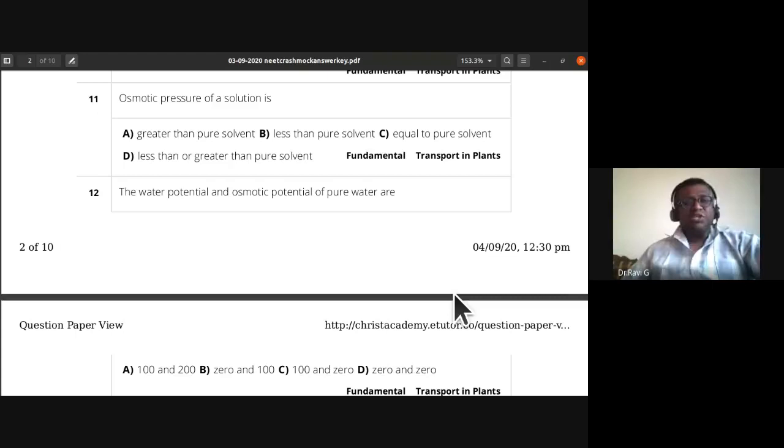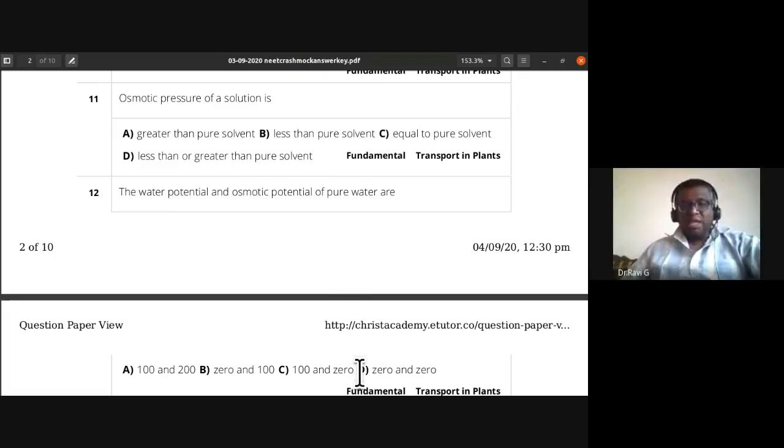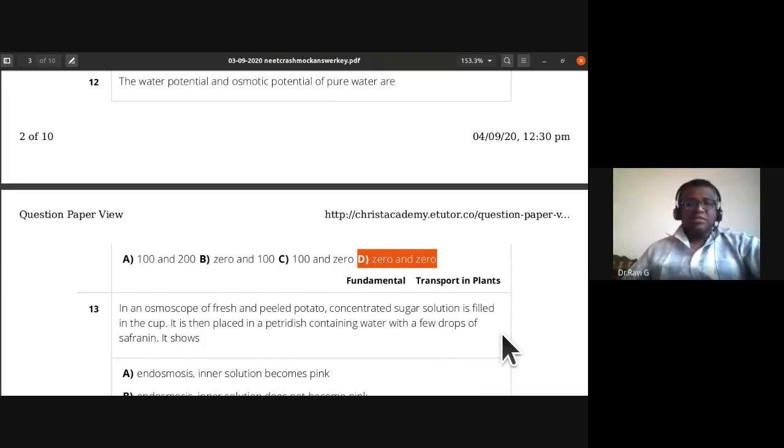The water potential and osmotic potential of pure water are, so pure water, what is the water potential and osmotic potential value? See, osmotic potential is nothing but solute potential, another name. Very true. The answer is 0 and 0. The water potential and osmotic potential of pure water are 0 and 0.